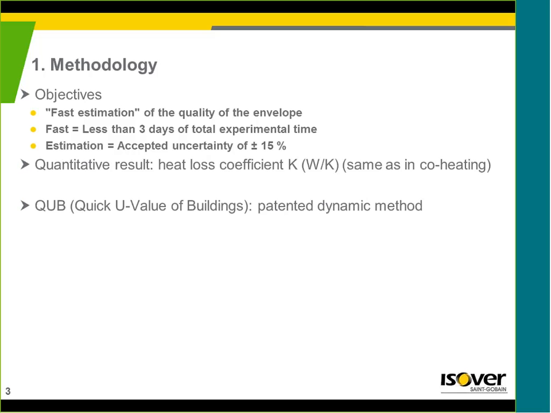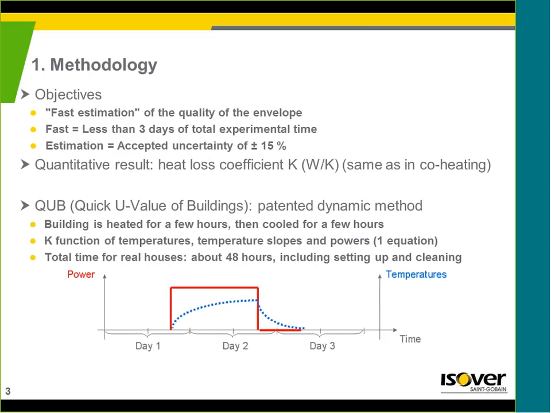So first, Cube means quick Q value of buildings. It's been patented by the Saint-Gobain group as a dynamic diagnosis method, and it's actually quite simple to put into place. It's a dynamic method, meaning that we actually heat the building for a few hours, and then we stop the heating for a few hours.